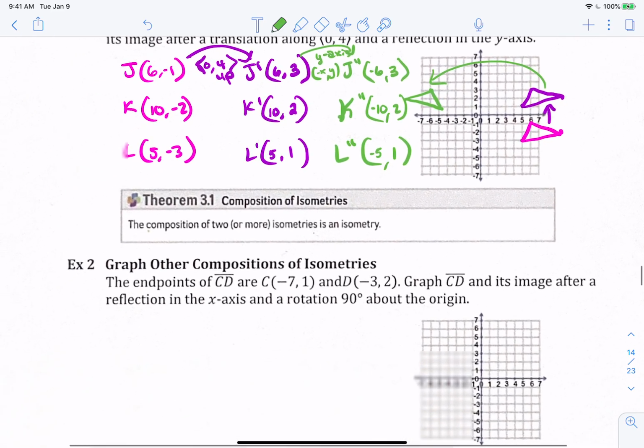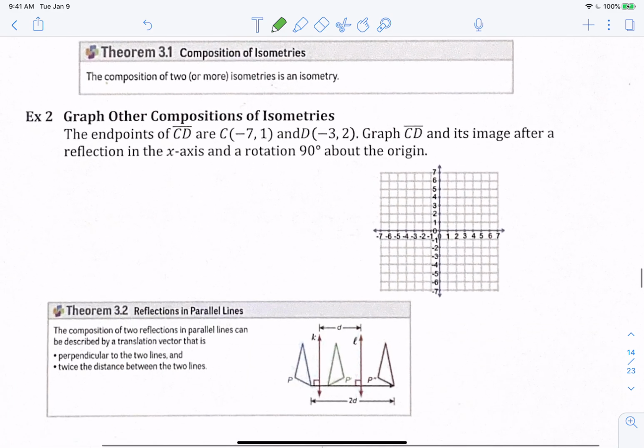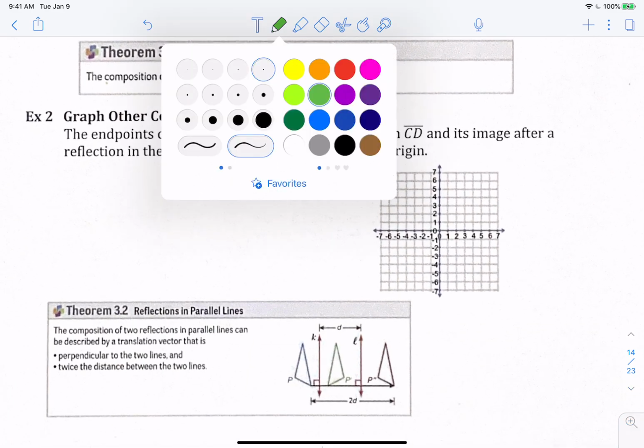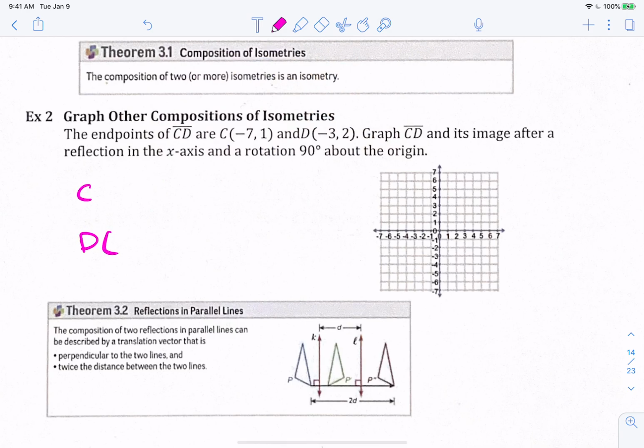All right, good? Okay, let's go down to example 2. We only have 2 points here. That's kind of exciting. C, D. So we have less work to do. C is negative 7, 1. D is negative 3, 2.